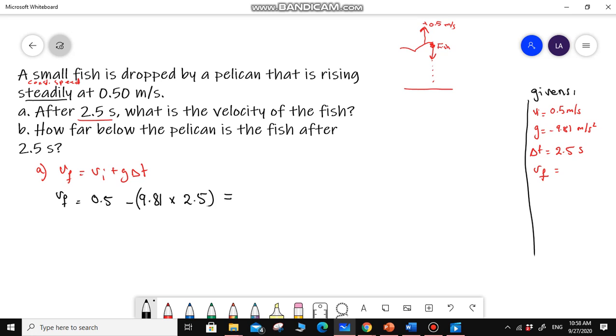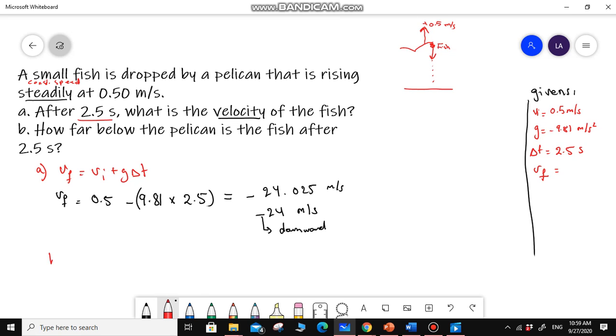The final velocity will be negative 24.025, or negative 24 if you round it, meters per second. Since they are asking about velocity, it's a vector, so I keep the negative sign. The negative sign just indicates the direction, that the fish is going down.